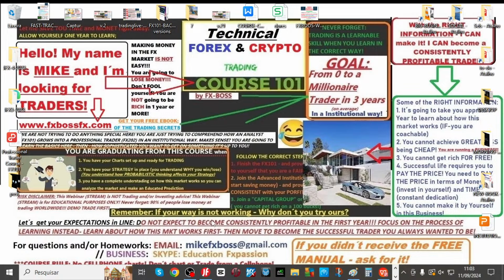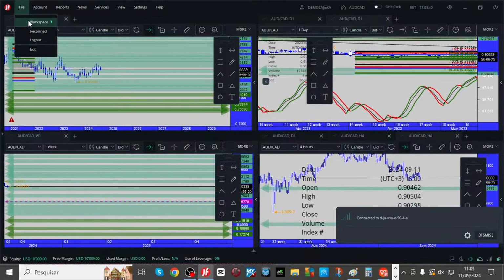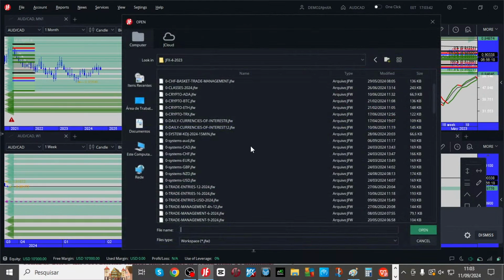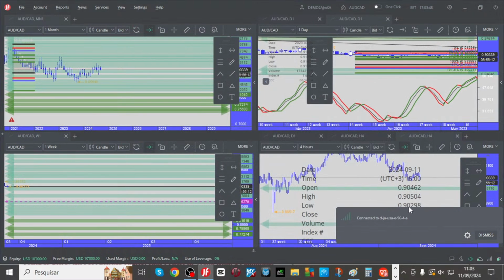Alright, today we have how to trade resistance in a downtrend. Let's open Bitcoin, alright? Let's open Bitcoin. Everybody, do you prefer Bitcoin or Ethereum?